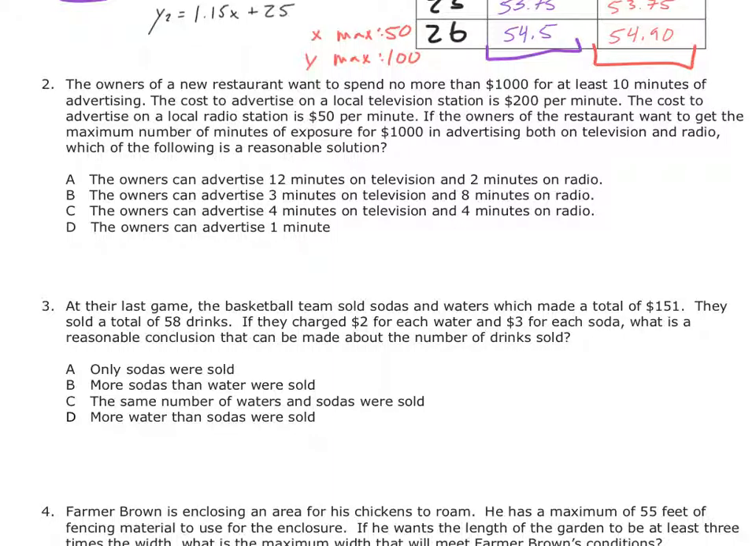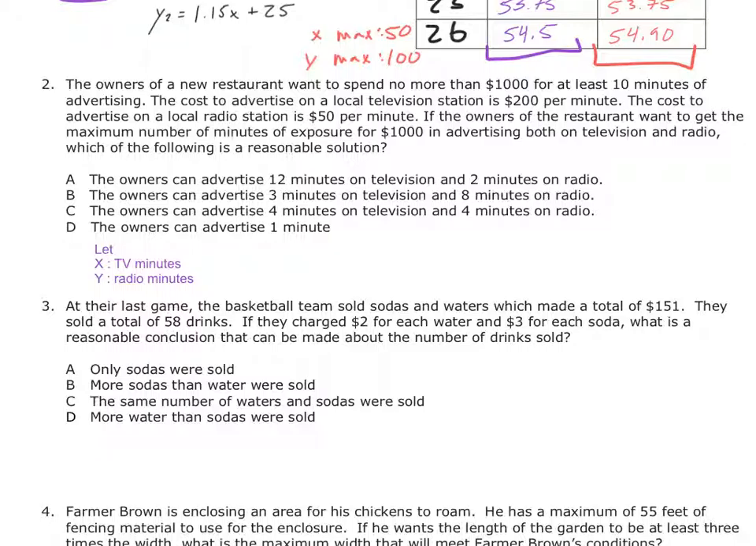The first thing you always want to do if you've got these big word problems is figure out what we're trying to find. So we've obviously got advertising on a TV station and advertising on local radio. So let's do our let statement, and we'll say let X be TV minutes and Y be radio minutes. So now we need to come up with our equations.